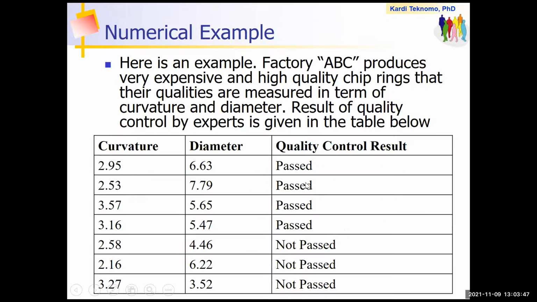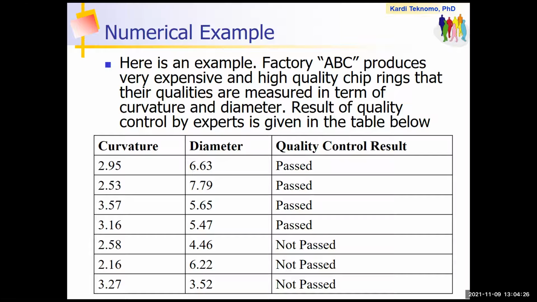So with this you already know. Let's take the example here. I have a very simple data here. Factory ABC produces very expensive, high quality chip rings, and their quality is measured in terms of curvature and diameter. You are the quality control expert in this factory, or the consultant in this case. These are the data they gathered. The curvature is 2.95, diameter is 6.63, then the quality control result is pass, and so on.